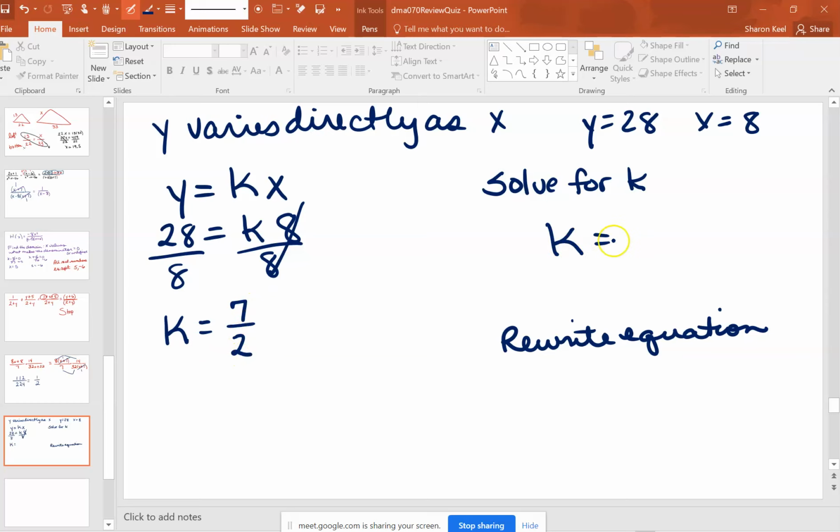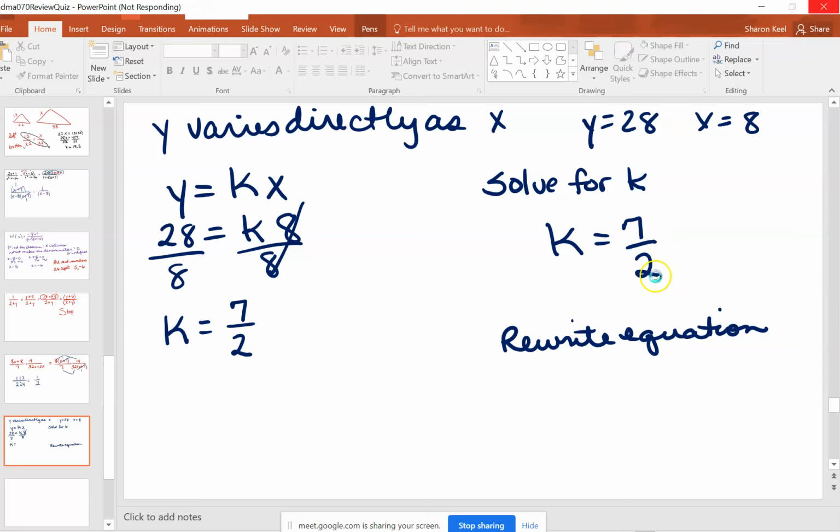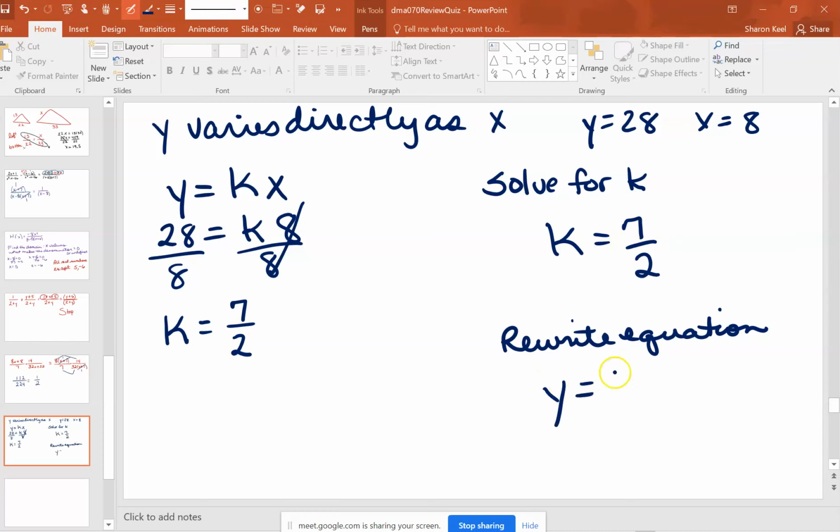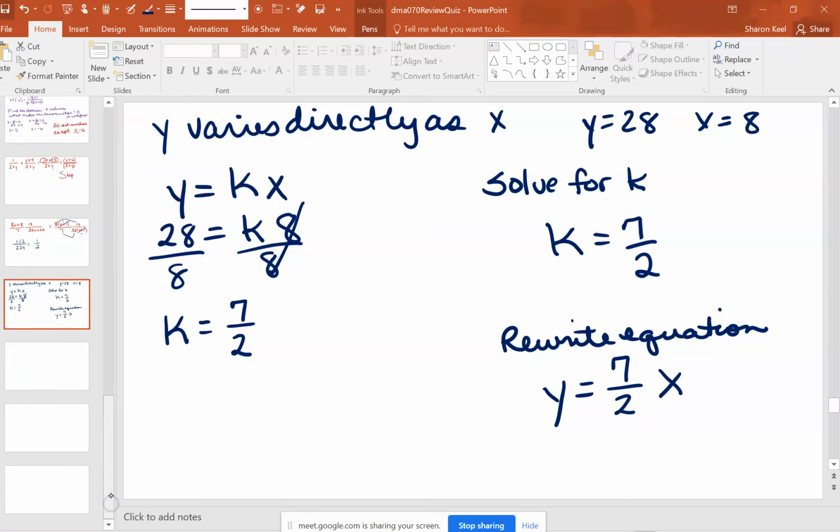So k equals 7/2. When you go back and write the equation, we're just going to write the same thing we have at the beginning, y equals, but then we're going to write the fraction 7/2 where k goes, and then just the letter x, and you're done. It's no more complicated than that.